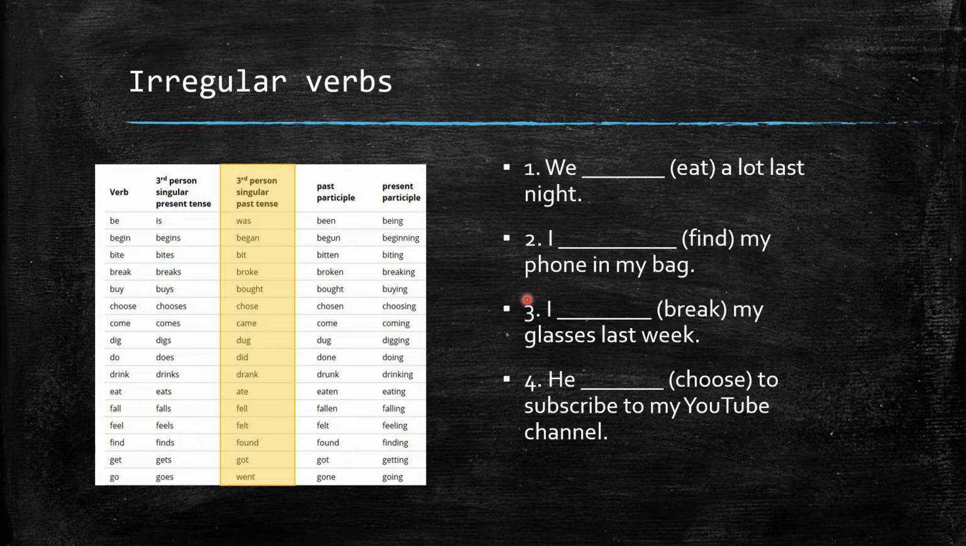Number 3, I break my glasses last week. So let's have a look for break. Here it is. The third column, or the past tense, sorry, is broke. I broke my glasses last week. And the last one, number 4, he chose to subscribe to my YouTube channel. So here you can see the verb choose. Past tense, chose. It's just one O. So he chose to subscribe to my YouTube channel.